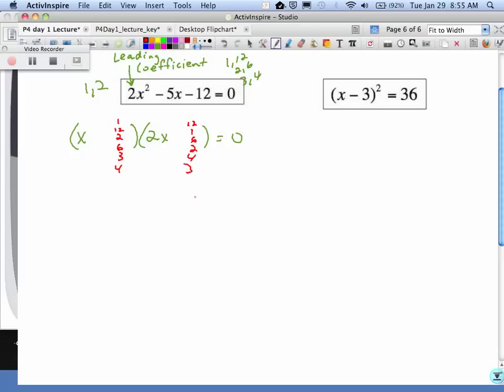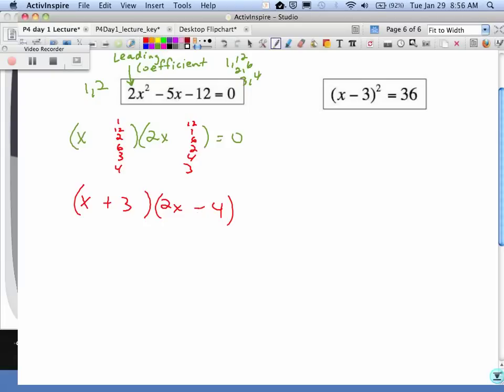What's the correct factoring? X minus 3, 2x plus 4? Nope, other way around. Plus 3, minus 4, you said? Is that what you said? 2x minus 3 and x plus 4. Say it again then. X plus 4. 2x minus 3.